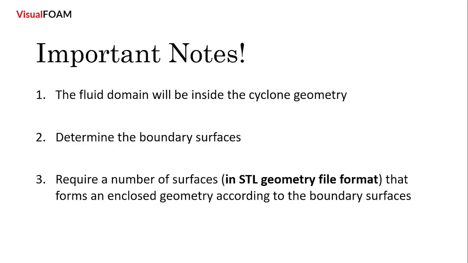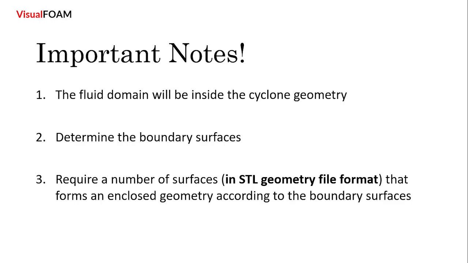So before we start our meshing process, there are several notes that we have to pay attention to. Number one, remember that for the Cyclone separators case, the fluid domain will be inside the cyclone geometry, because the fluid will be flowing inside the cyclone's geometry. And number two, in this case, we should determine the boundary surfaces of all that form the cyclone geometry. So simply, we have to determine all of the boundary surfaces that form the geometry of the cyclone.